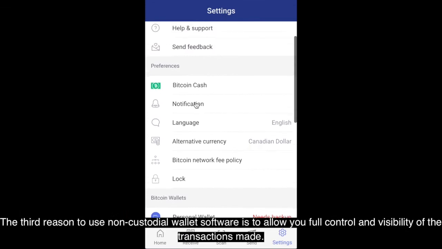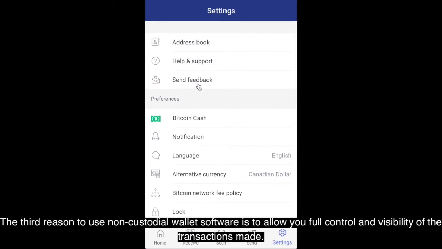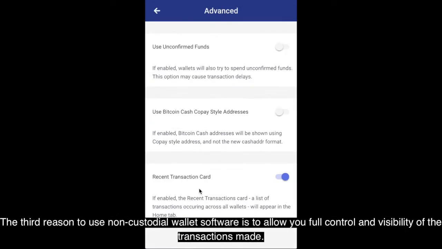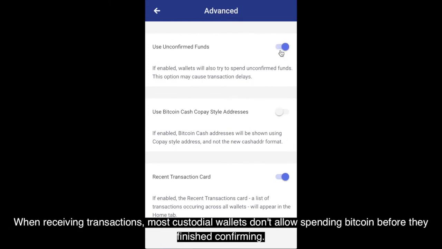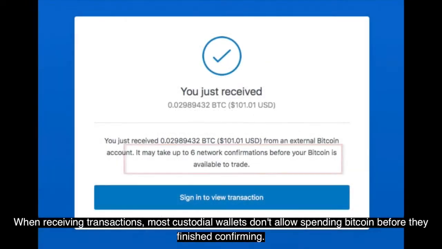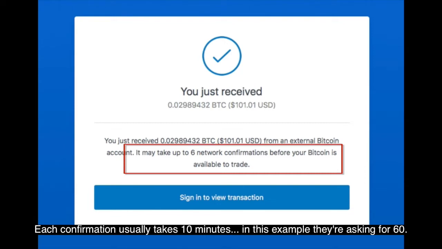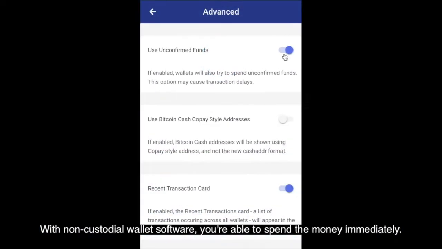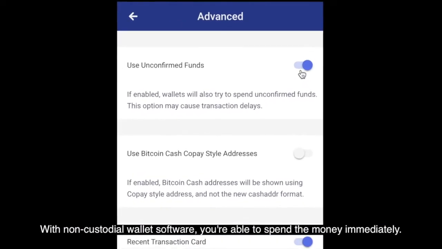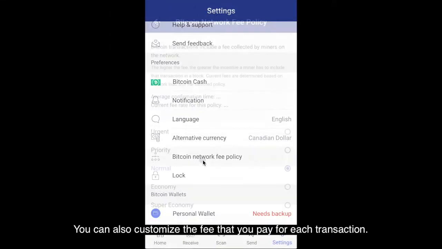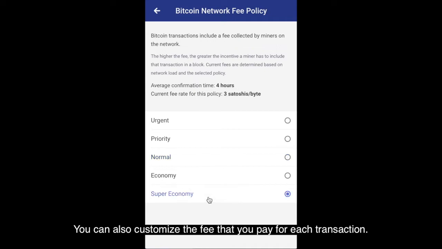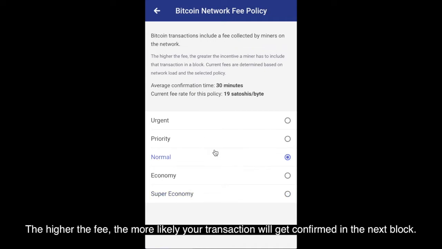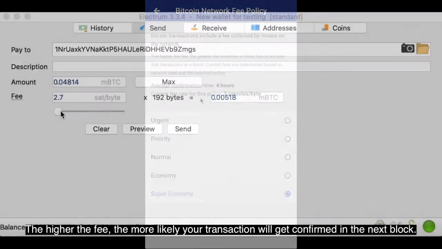The third reason to use non-custodial wallet software is to allow you full control and visibility of the transactions made. When receiving transactions, most custodial wallets don't allow spending Bitcoin before they finish confirming. Each confirmation usually takes 10 minutes. In this example, they're asking for 60. With non-custodial wallet software, you're able to spend the money immediately. You can also customize the fee that you pay for each transaction. The higher the fee, the more likely your transaction will get confirmed in the next block.